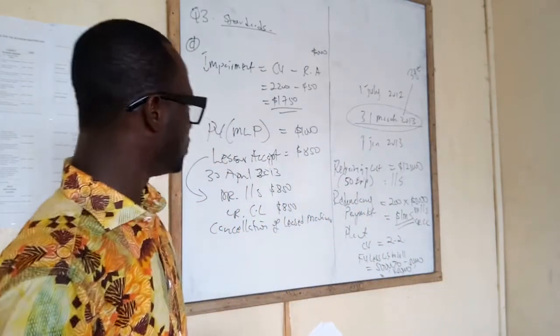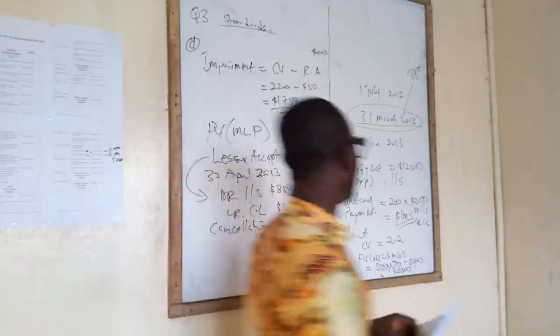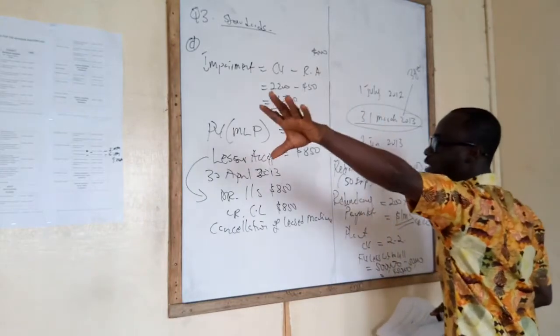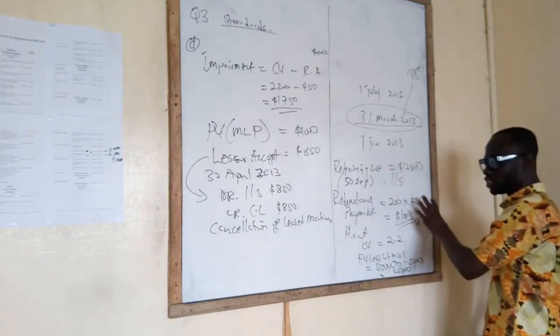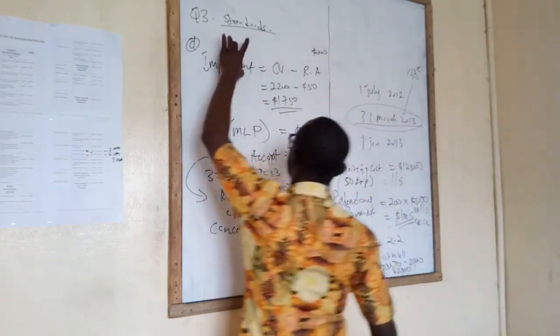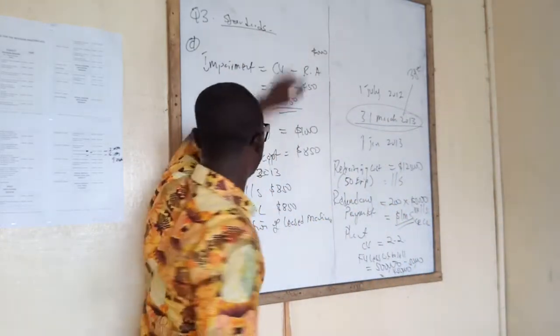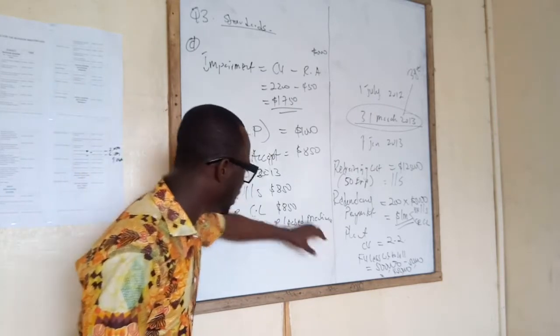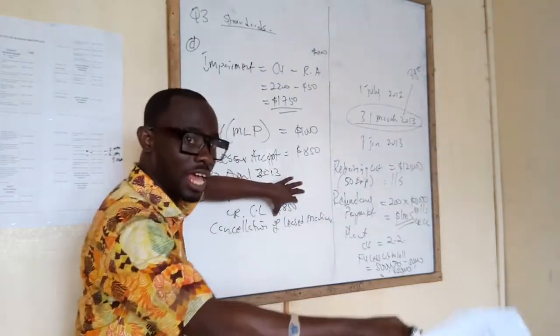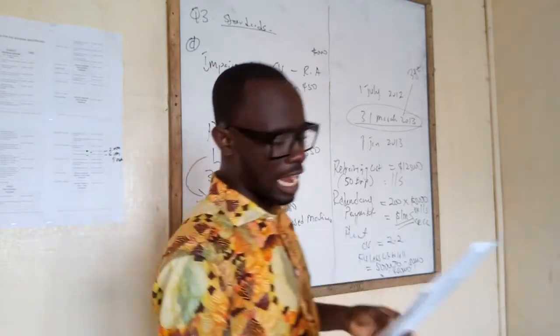Under current liability. So what are they? The retraining cost is going to the income statement. Redundancy is going to the income statement and balance sheet. Impairment, straight up, income statement. Then the cancellation of the lease machine, income statement and what? Balance sheet. Last statement there.